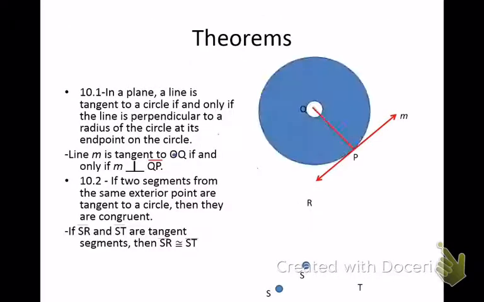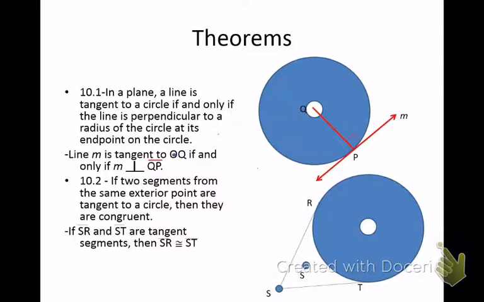Now, there are some theorems for you. Okay, and again, you can write these in, and if you need to stop the video to do so, do that. Okay, but I'm going to go ahead and talk about these. The first theorem, 10.1. In a plane, a line is tangent to a circle if and only if the line is perpendicular to a radius of the circle at its endpoint on the circle.